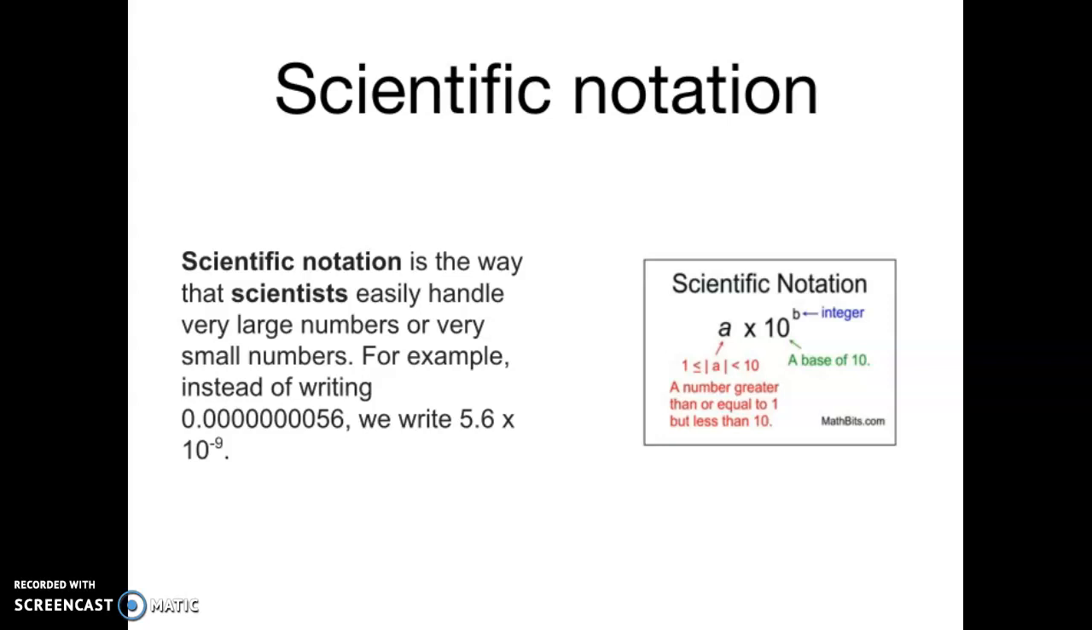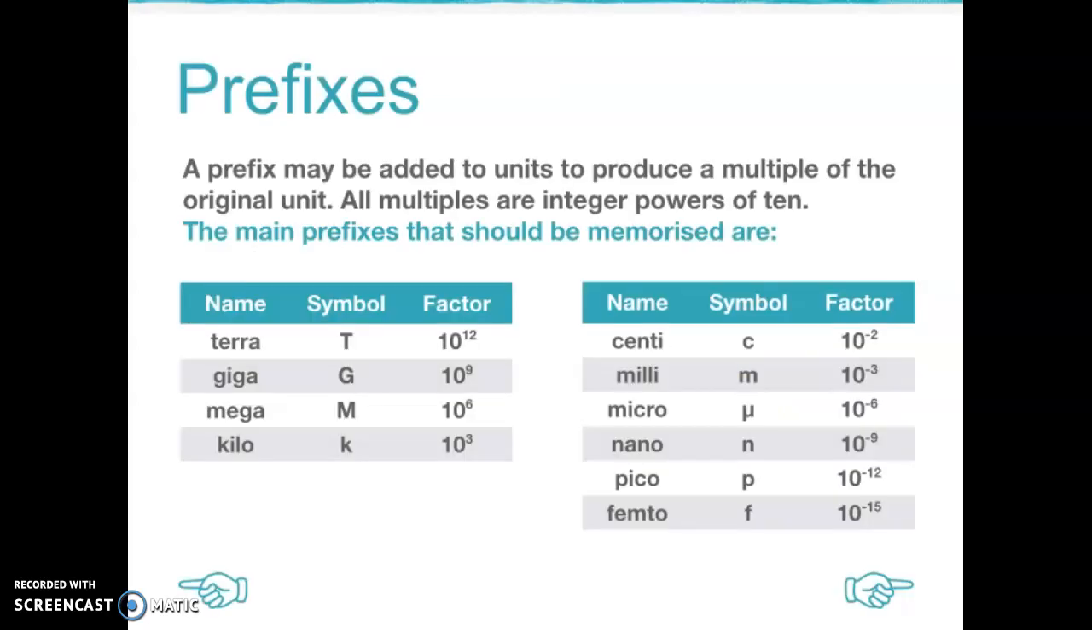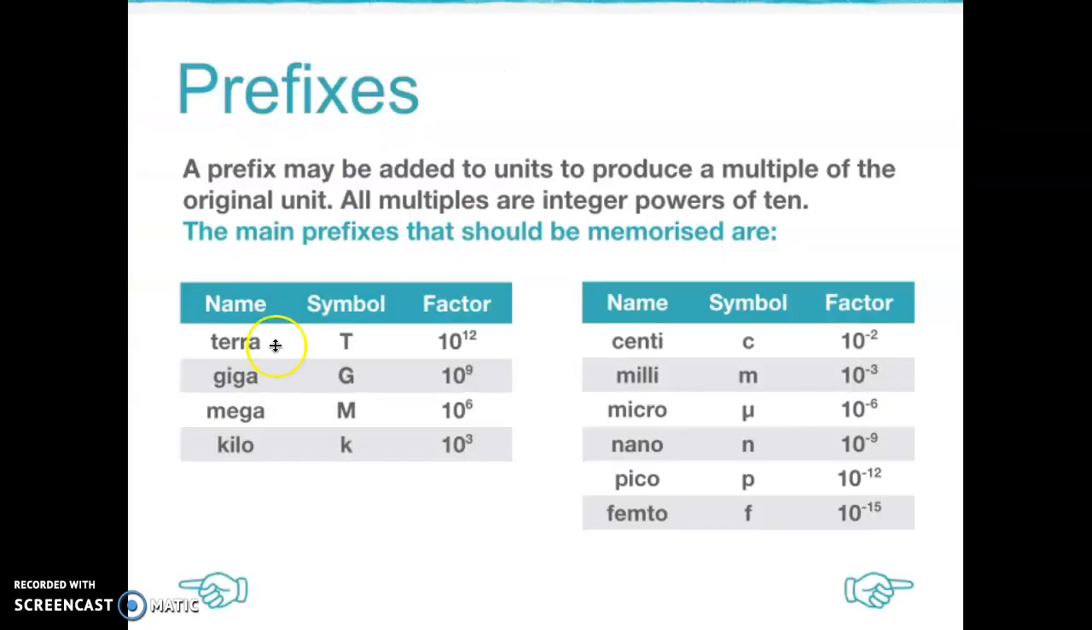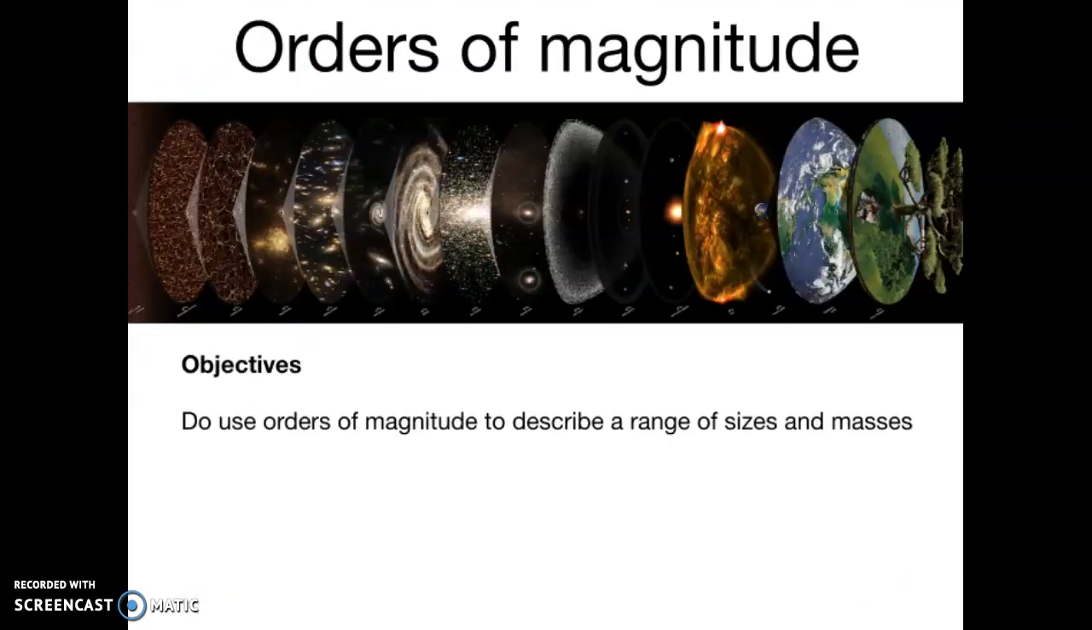In today's lesson, you're going to do 3 things. Number 1, familiarize yourself with scientific notation. Secondly, you'll be reminded of prefixes to use for numbers. And then thirdly, you'll have the opportunity to use those prefixes and those orders to look at some things which are huge and some things which are tiny.